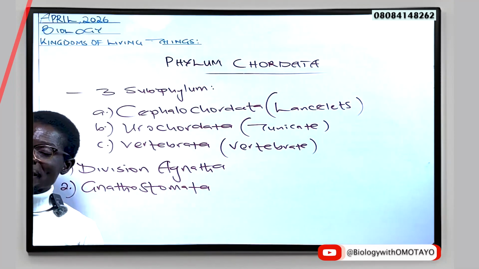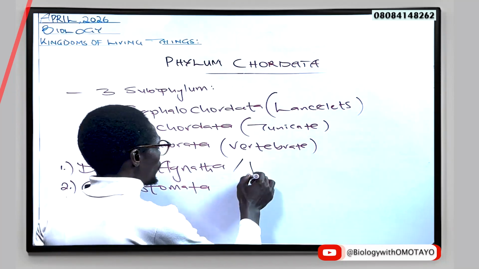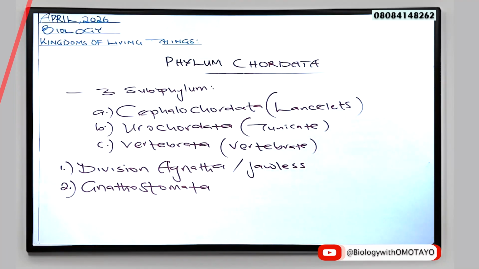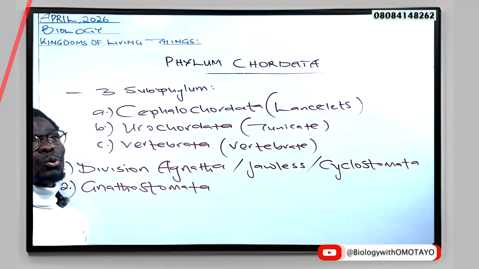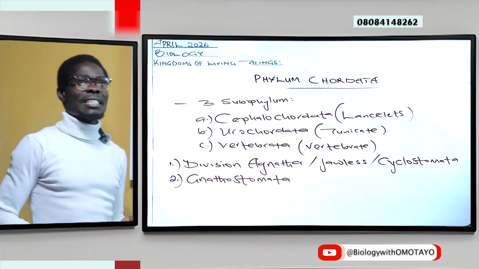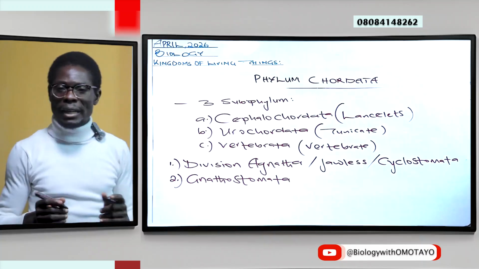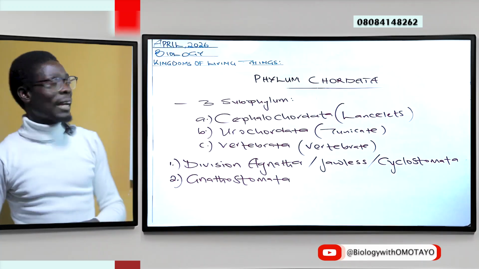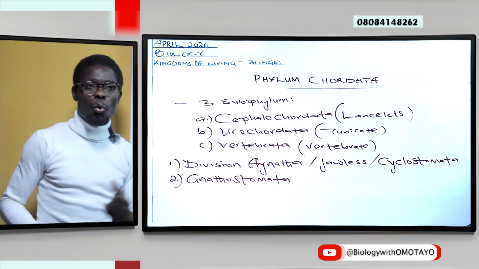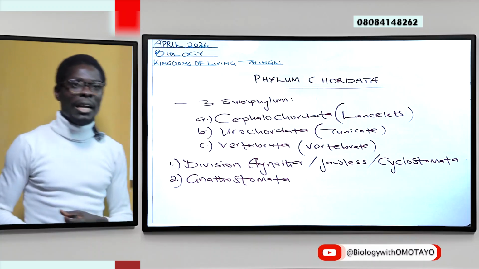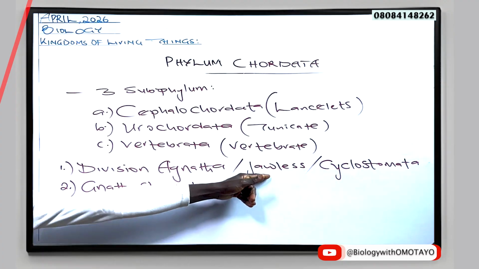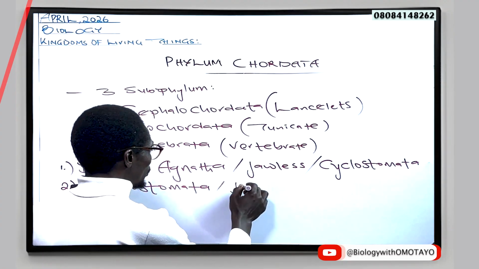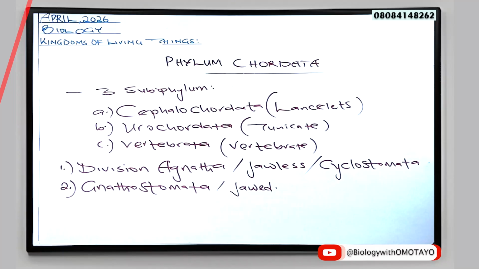For Agnatha, we have jawless organisms. Here they are also referred to as Cyclostomata. Just like we have Gnathostomata. And you will agree with me that since this is jawless, this one will be what? Jawed, or organisms with jaws. So now, we'll move on from here.